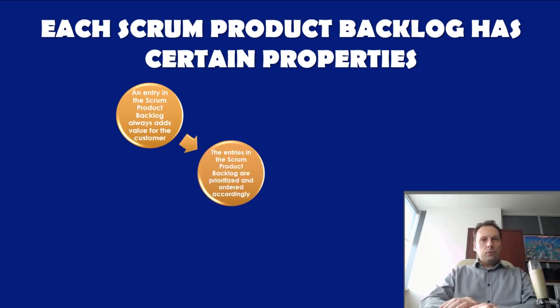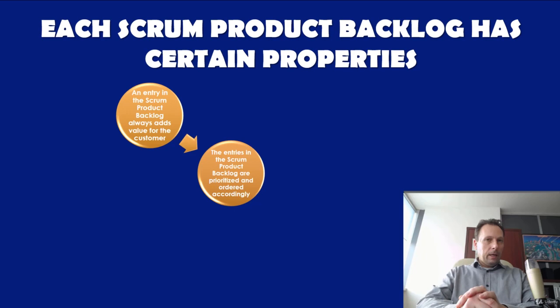The entries in the Scrum product backlog are prioritized and ordered accordingly. All entries are prioritized and the Scrum product backlog is ordered. The Scrum product owner, with the help of the Scrum team, does the prioritization. Added value, costs, and risks are the most common factors for prioritization. With this prioritization, the Scrum product owner decides what should be done next. The level of detail depends on the position of the entry within the Scrum product backlog.